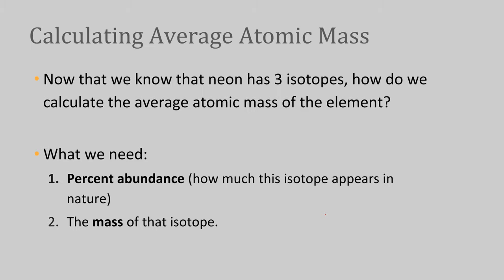When we're calculating average atomic mass, we need two pieces of information. We need the percent abundance, which should hopefully be given to you on a test or on a question, and then the mass of the isotope, which will either be given to you or you will have to look at on the periodic table, but it should always be given to you. So we need those two things, percent abundance and the mass of that isotope.